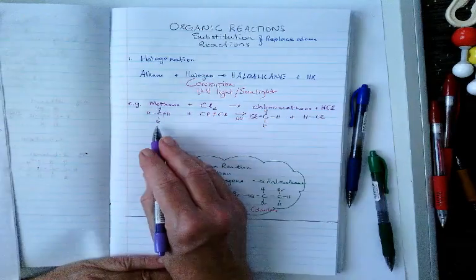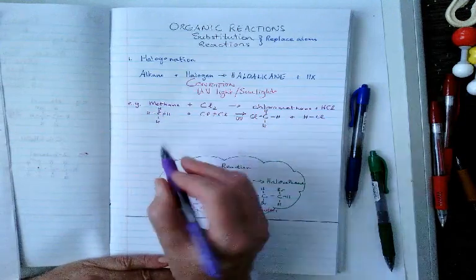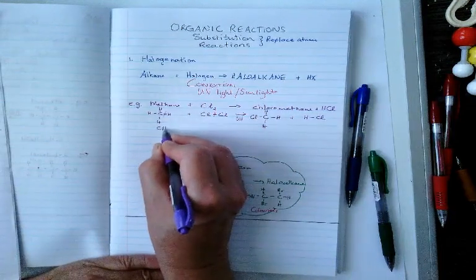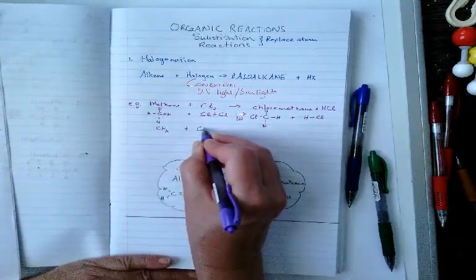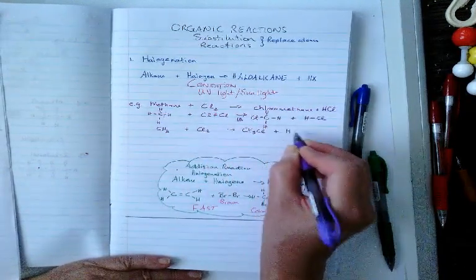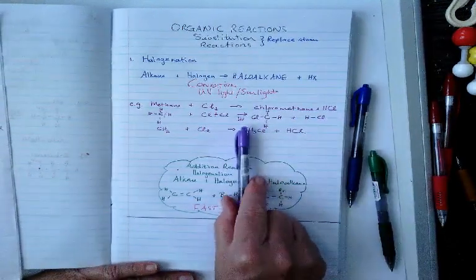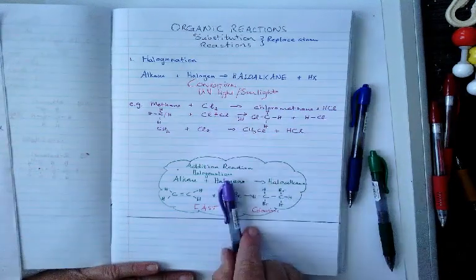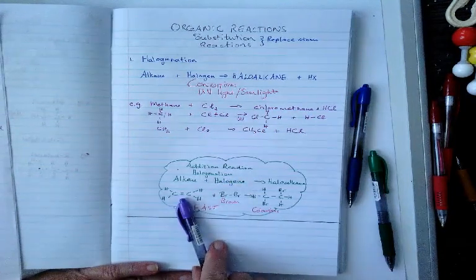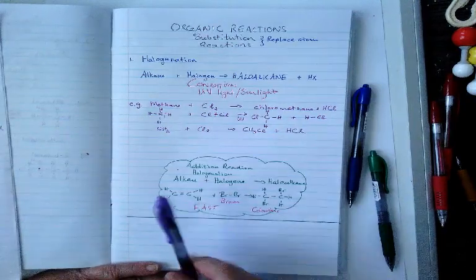So this is the reaction equation in terms of structural formula. It's not too difficult to write it in terms of condensed molecular formulas. CH4 plus Cl2 goes to CH3Cl and HCl. Now this reaction is much slower than the addition reaction because the double bond in the addition reaction is much easier to break than the single bonds in the alkanes.